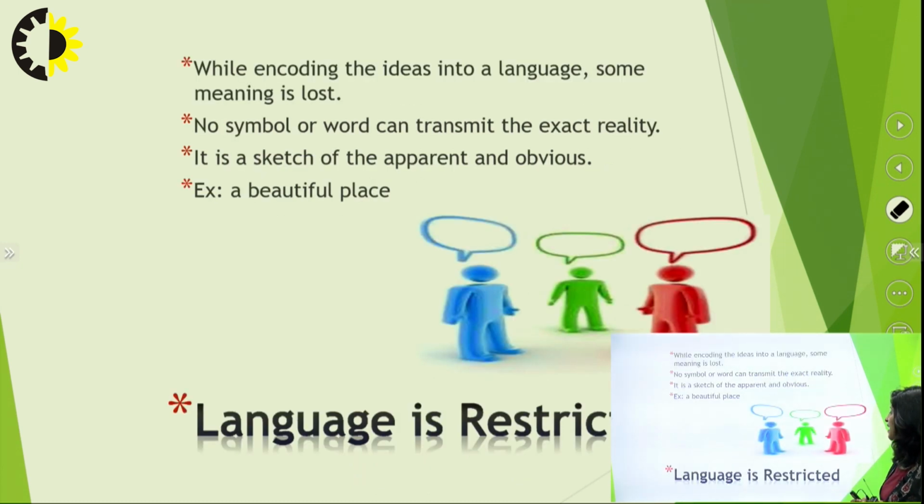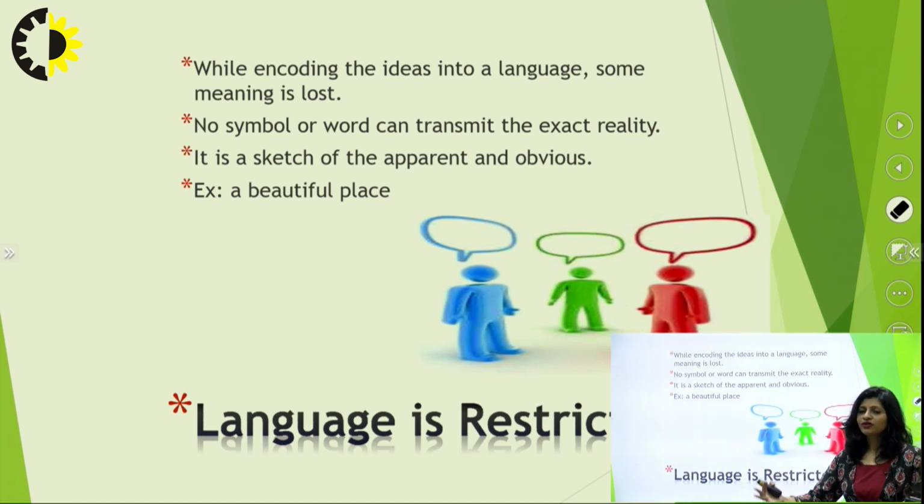Now the next point is that language is restricted. This is the limitation of language. While encoding ideas into language, some meaning is lost. It means that when we try to translate our ideas or thoughts into language, some meaning is lost in this process, because no word can explain the exact reality or our perception. Some meaning is lost. For example, if I say that there are 2 beautiful places, right?